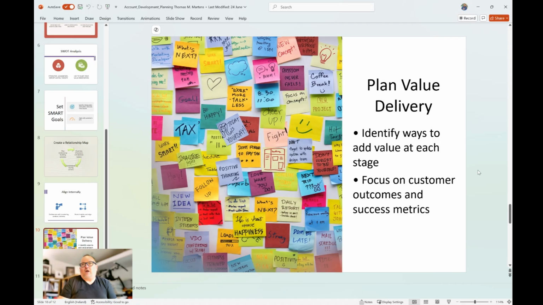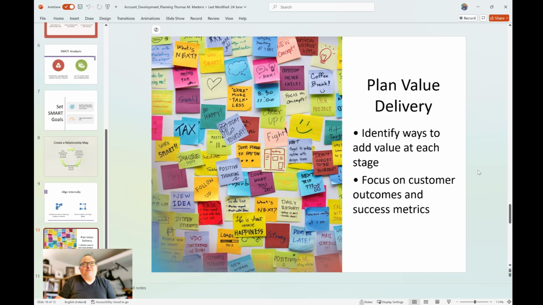Focus on customer outcomes and success metrics. So the customer has a clear prioritization of what they want to achieve and what kind of success they want. So you have to focus on that.